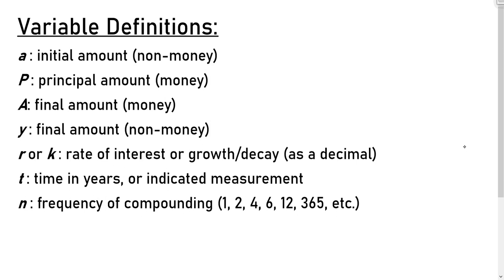Okay. So for each one of those formulas, A would represent the initial amount if it's a non-money type of problem. Capital P represents the principal amount. That's if you're dealing with money. In finance, principal is always your starting amount, your initial investment. Okay. You walk into a bank with a $100 bill and say you want to open up a savings account, then $100 is your principal.